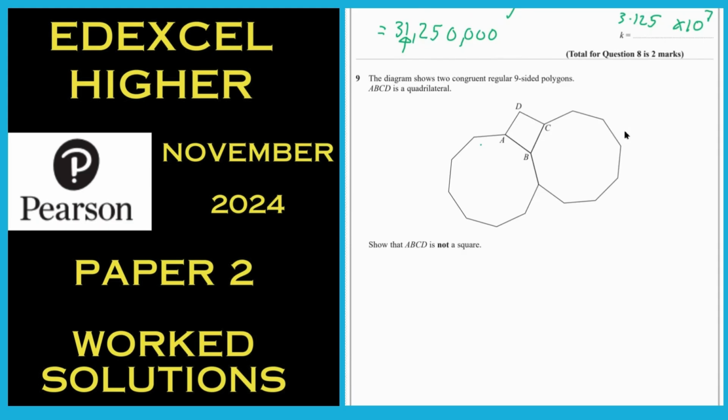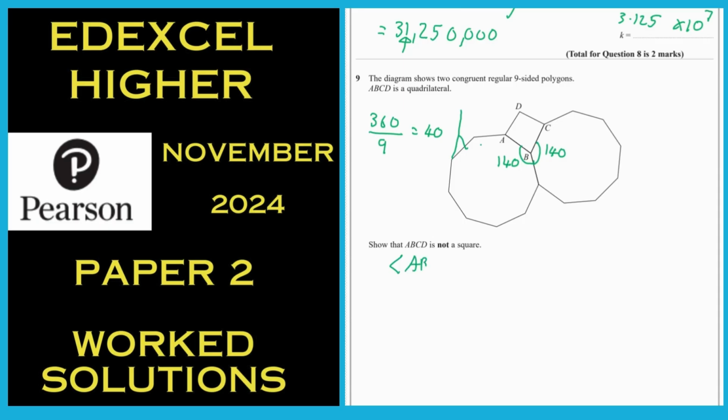Number 9. Diagram shows two identical regular 9-sided polygons. When you have a 9-sided polygon and it's regular, its external angle is 360 divided by the number of sides it has. So that external angle is 40 degrees. If the external angle is 40, that makes the internal 140.